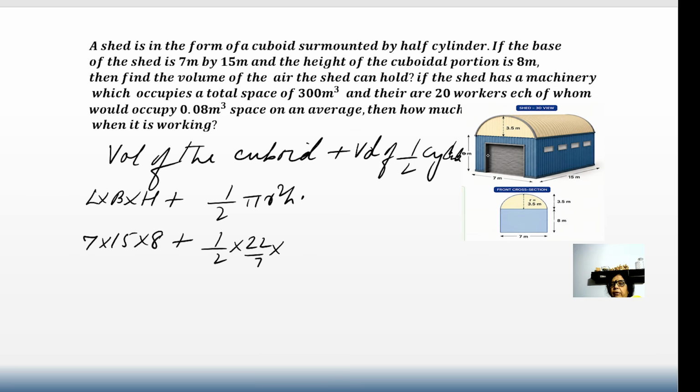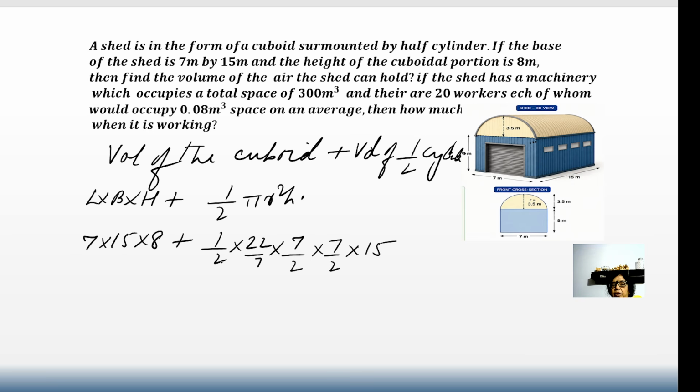Now what about r? Focus on this. If you look at this cross section, this total width from here to here is 7 meter. And this shed has been made over this particular region, completely covering up the cuboid, the top surface. So obviously the radius becomes half of this distance, that is 3.5. So 3.5 we can write as 7 by 2 into 7 by 2. And what is the height? The height of the cylinder will be equal to this length, that is 15 meter. So this is equal to 15.